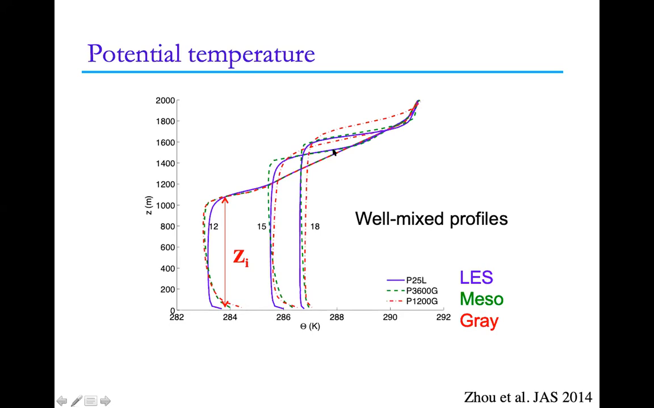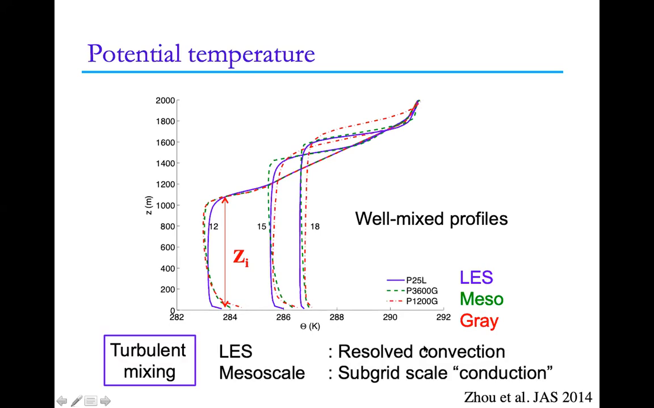In the LES case, the convection is actually resolved, but in the mesoscale case, it's all subgrid scale. And so in a heat transfer sense, you can think of it as conduction. It's just a very high diffusivity. But overall, the bulk statistics or the mean properties here are pretty well represented.